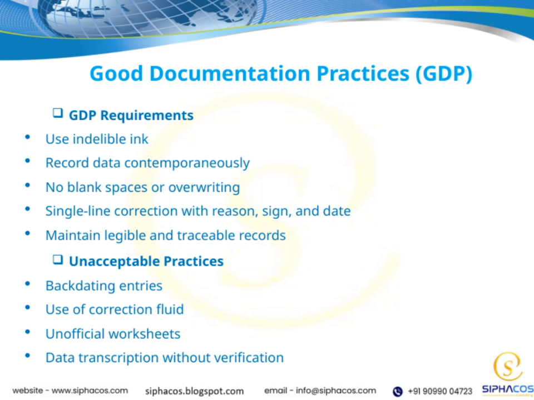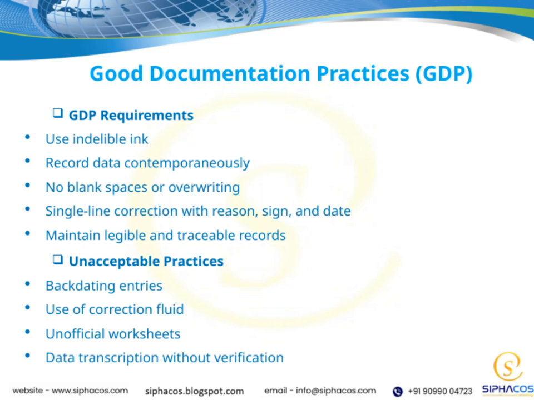If a mistake happens, make a single-line correction, explain the reason clearly, and sign and date it. This maintains transparency. Lastly, keep your records legible and traceable so that anyone reviewing them can follow the audit trail without confusion. Now, let's talk about practices that are unacceptable.